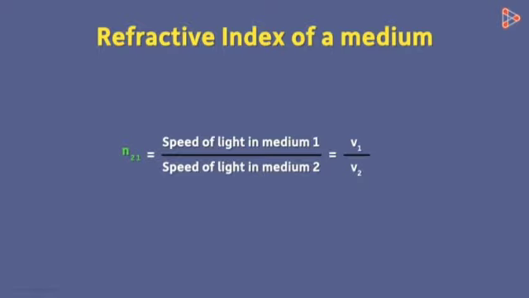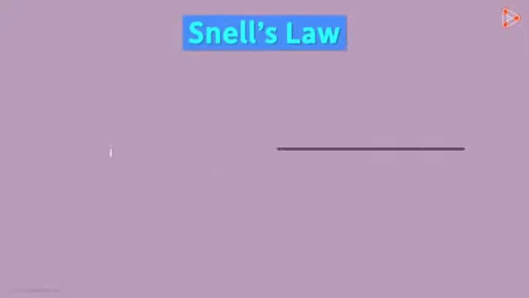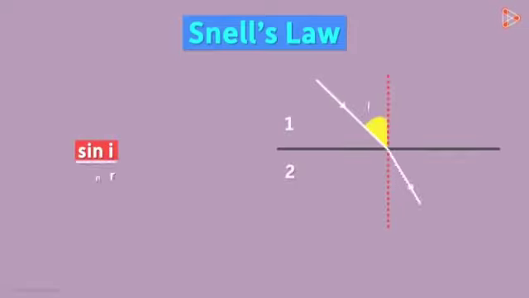We can also define it as the extent to which light changes its direction in the refractive medium. Okay, let's discuss Snell's law of refraction now. In simple words, it tells us that the ratio of the sine of the angle of incidence to the sine of the angle of refraction is equal to the refractive index of the second medium with respect to the first medium. Now look at the term on the right. It is constant for light of a given color and for the given pair of media. This is the basic idea of Snell's law, and there are different ways in which we can understand it.